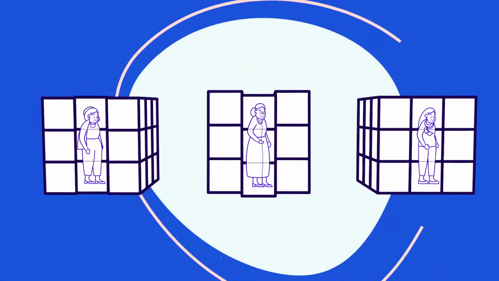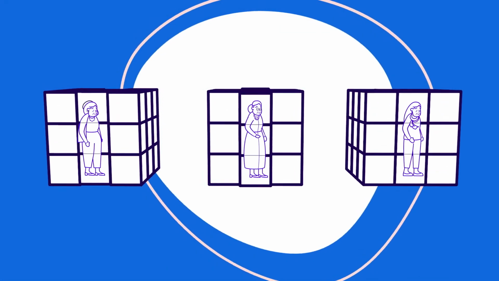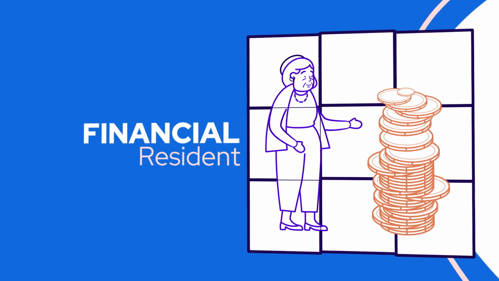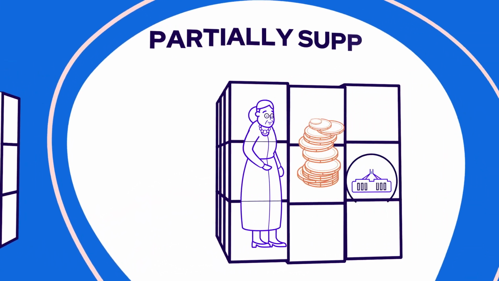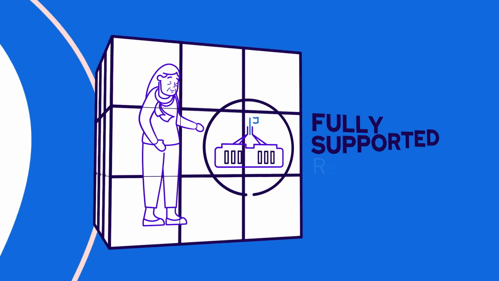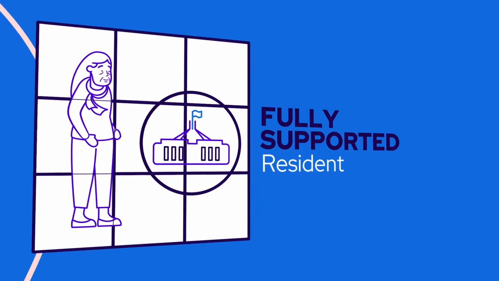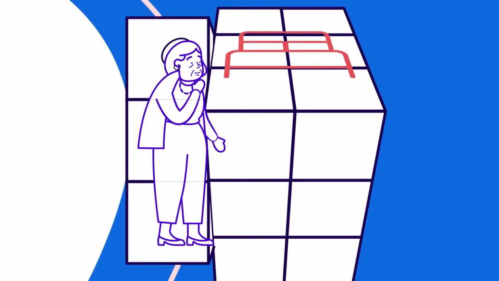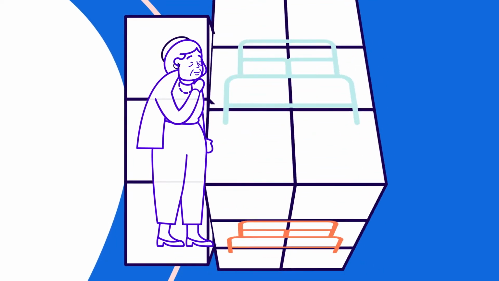Now, there are 3 types of residents. The government may assess you as capable of funding your own aged care, or you may be eligible to receive partial assistance. Some people are eligible to have all their costs covered, except for the basic daily care fee, which everyone pays. Almost every aged care community allocates a proportion of beds to government-supported residents.